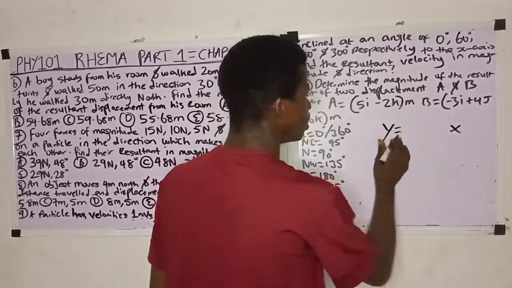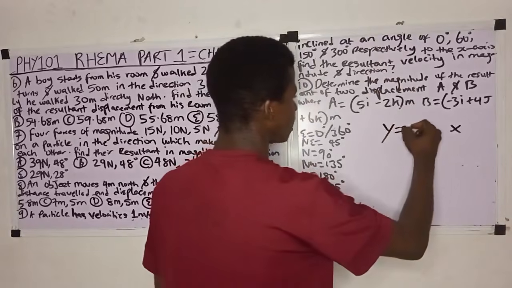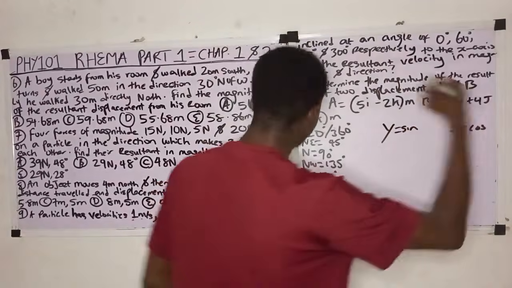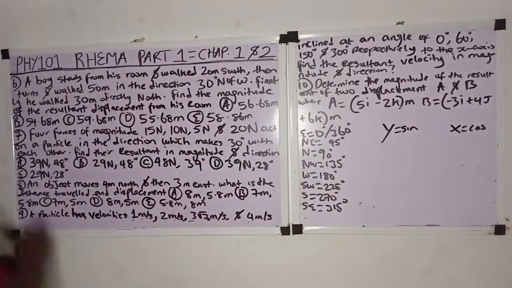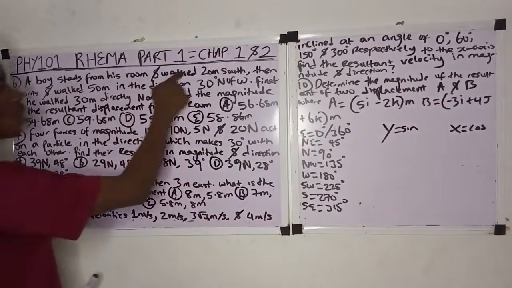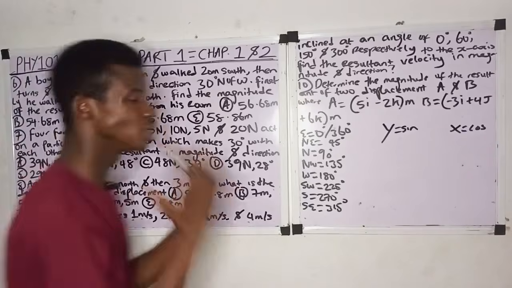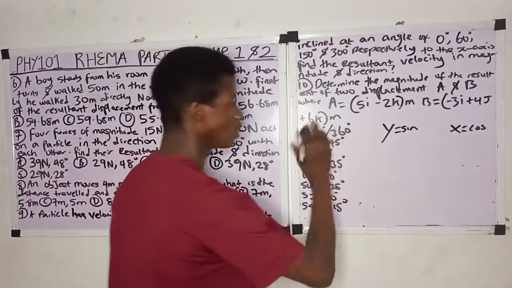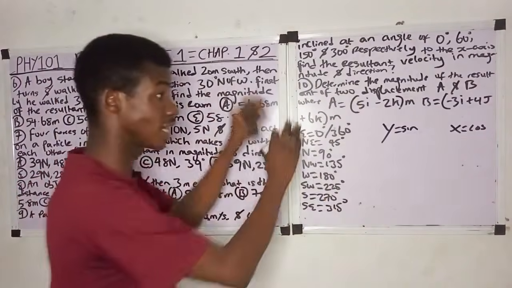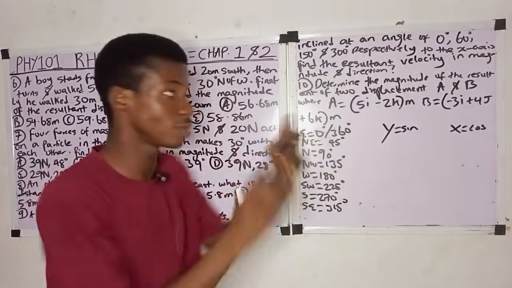Okay, you know that the y-axis is always sine, the x-axis is always cos. So let's continue. They said a boy starts from his room and walks 20 meters south. So you have to do it like this, right? Remember, just take note of all these angles.